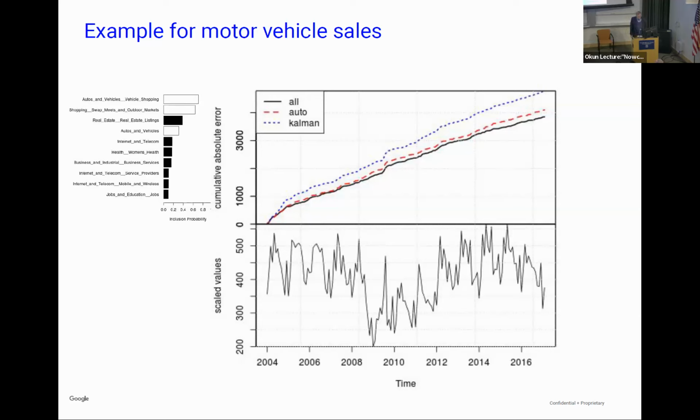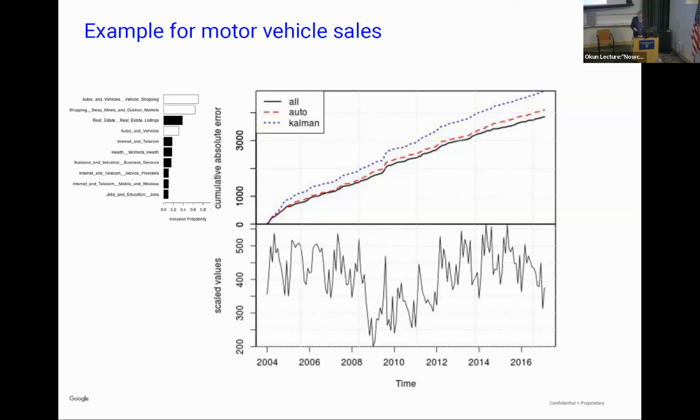And then again, you can see what happens to the actual down below, and we look at the cumulative error. And now the auto and the all really are a big improvement over just the pure time series regression. So the fact that people are querying on these motor vehicle sales is quite suggestive about what the future will look like, what the present looks like for the automotive industry.